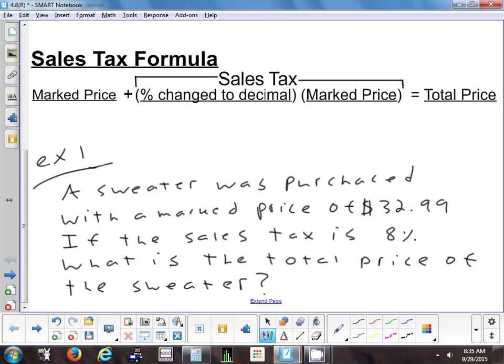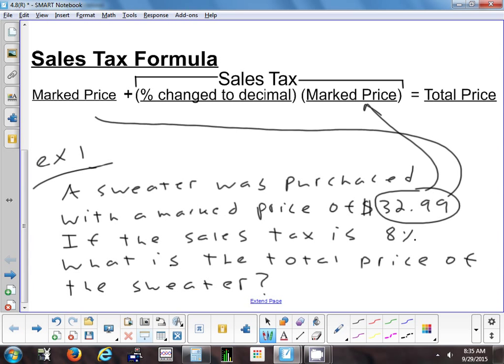8%, that's your percent change to a decimal. So this is going to go right there, and it's going to go right there. 8%. You're going to plug that in right there. Just remember what we wrote in the notes. Take the percent, change to decimal.